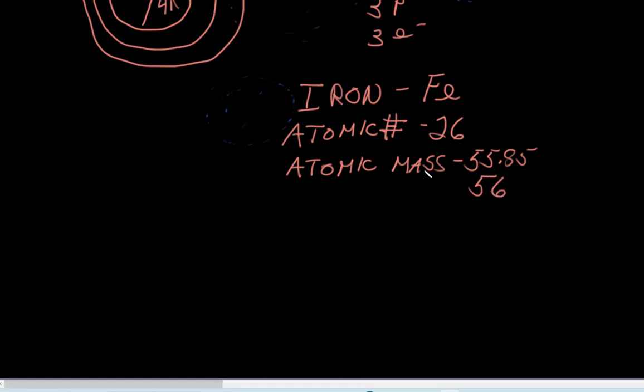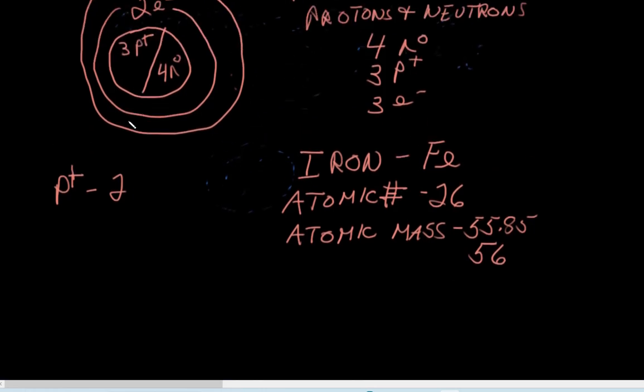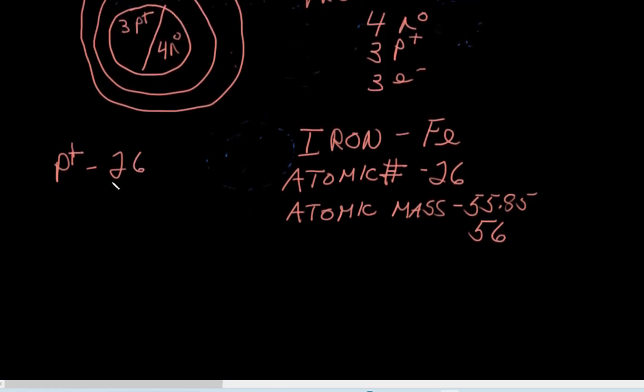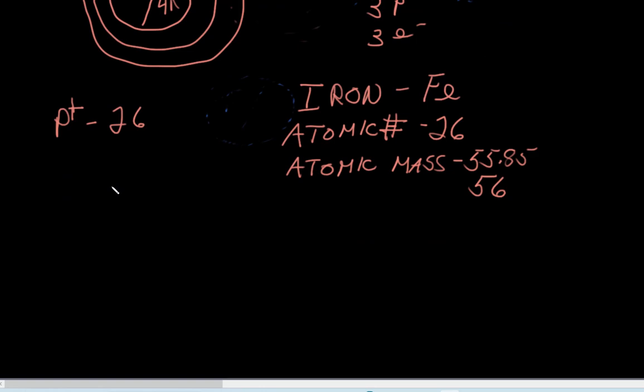So now we need to determine the number of protons, neutrons, and electrons. Well, protons we can get pretty quickly here. We know the atomic number is the number of protons. That's going to be 26. And we also know that the number of protons in a neutral atom is also going to be the number of electrons. So the electrons are going to be 26.